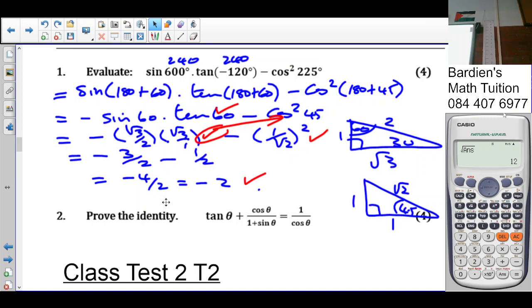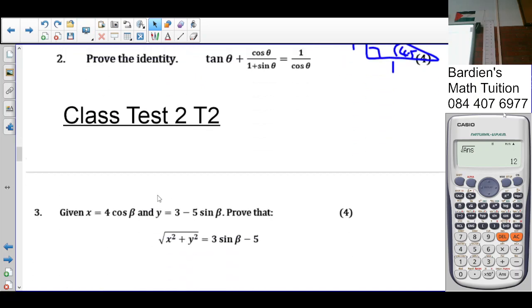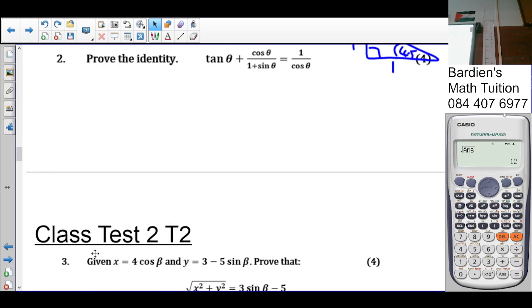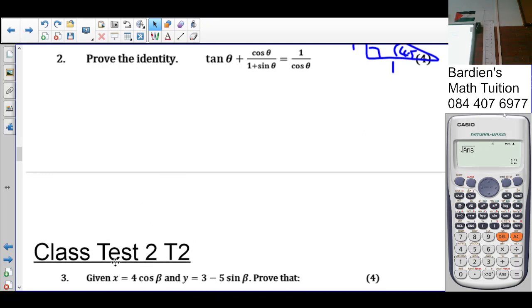So let's look at the next one. Looking at the next sum, it says prove the identity. Left and right hand side. So we have the left hand side.